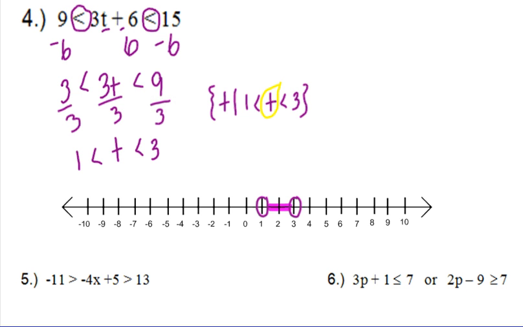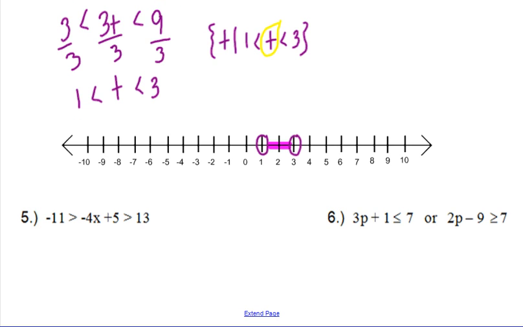For problem number 5, you have another compound inequality, which I would like you to now pause the video and try number 5 by yourself. We'll check the answer together tomorrow in class.